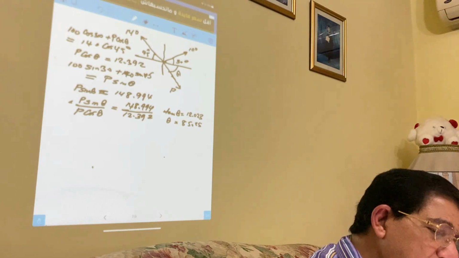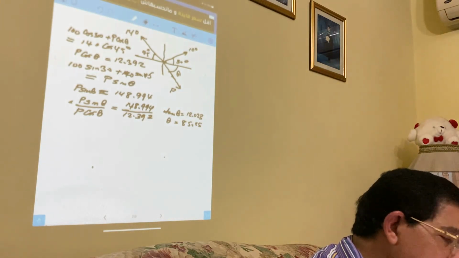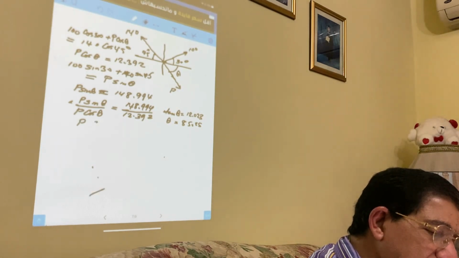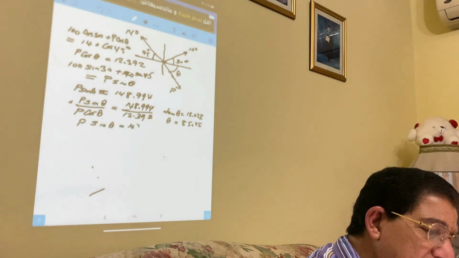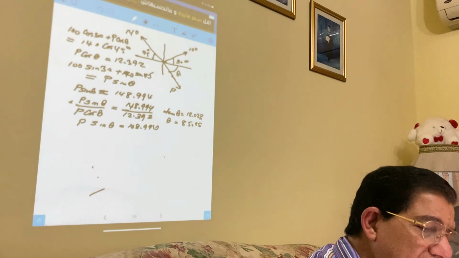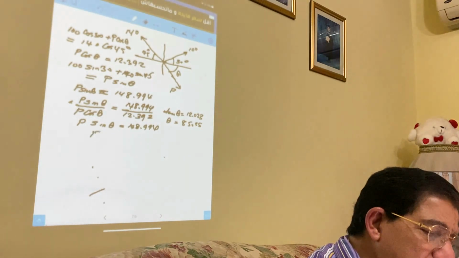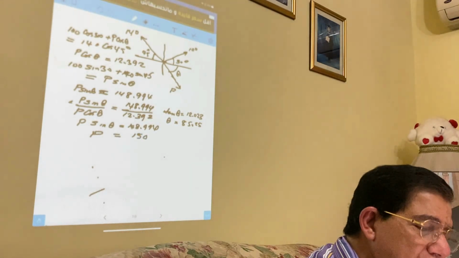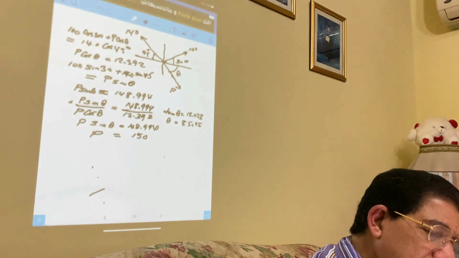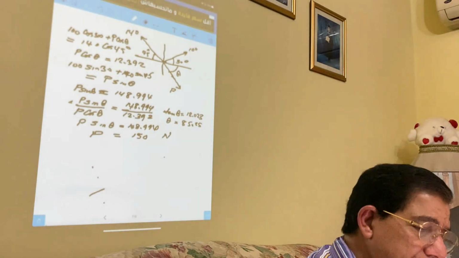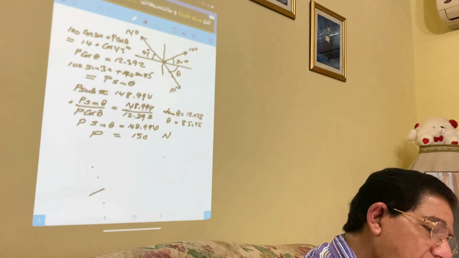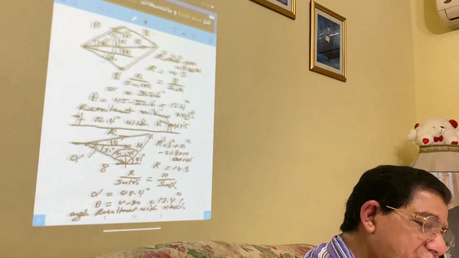We substitute the value of theta in one of the equations. We got P sine theta equal 148.994, and we have now the angle theta. We will get the value of P. We will get P equal 150 Newton. Therefore, we got the value of P and we got the angle theta.